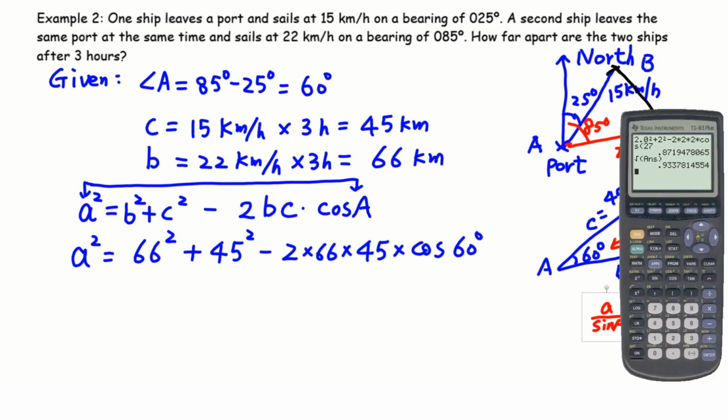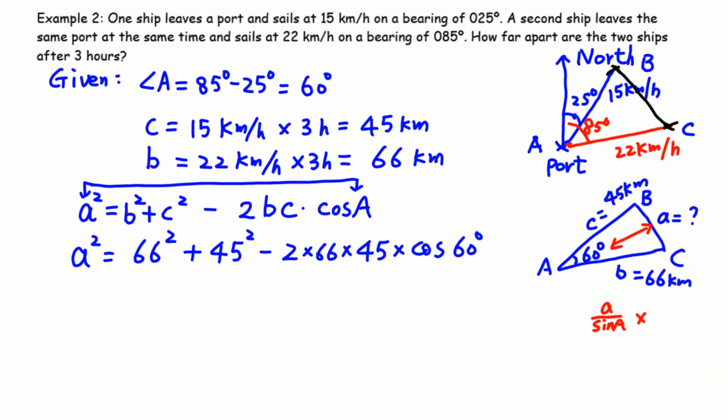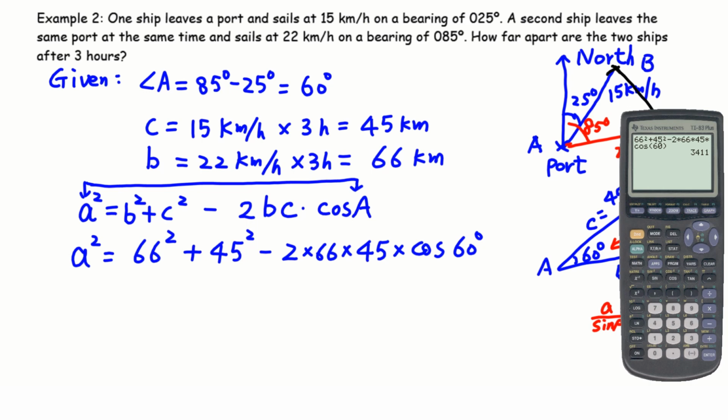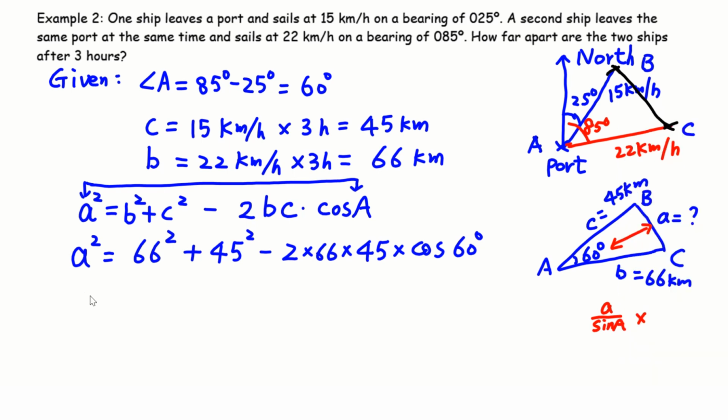So 66, clear everything. 66 squared plus 45 squared minus 2 times 66 times 45 times cosine 60, then equals, close the bracket. So A squared equals 3,411.